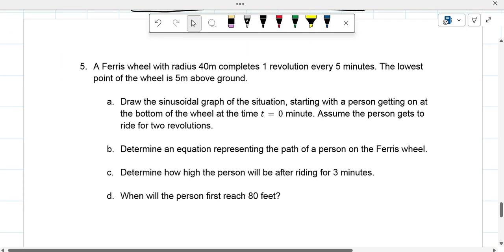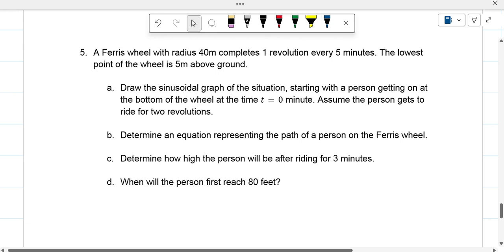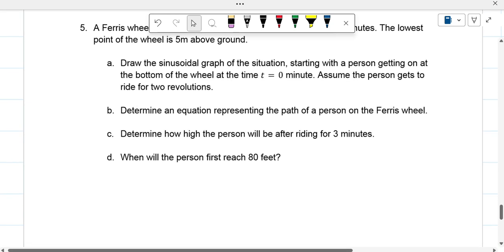All right, last question. The Ferris wheel, of course, a typical sine function application question. A Ferris wheel with radius of 40 meters completes one revolution every 5 minutes. The lowest point of the Ferris wheel is 5 meters above the ground. All right. So let's draw a sinusoidal graph of the situation, starting with the person getting on at the bottom of the wheel at time t equals 0, and assume that the person gets to ride for 2 revolutions.